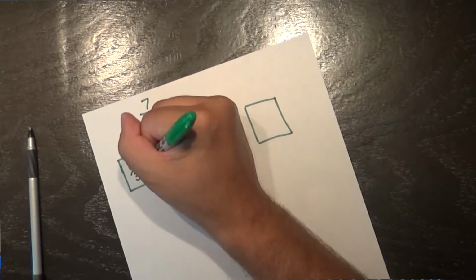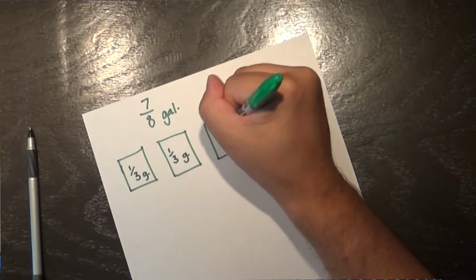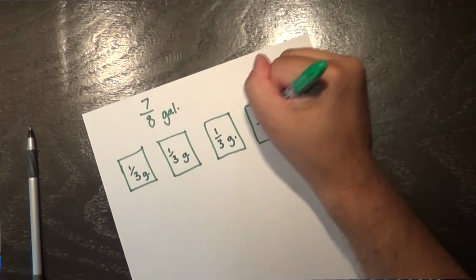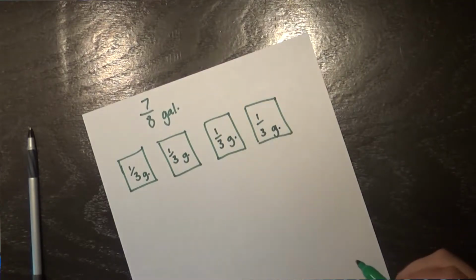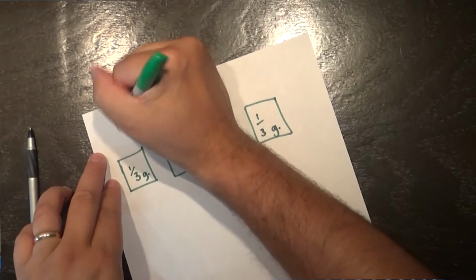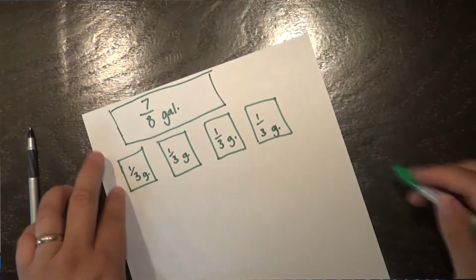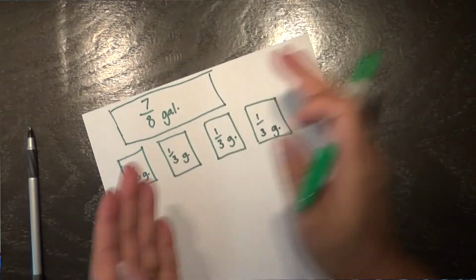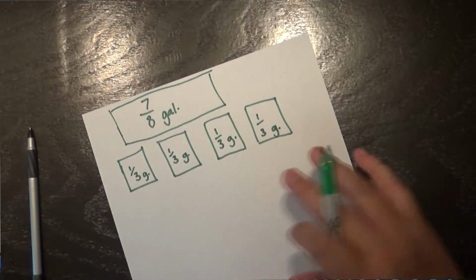So I'm going to say this is 1/3 gallon. This is 1/3 gallon. This is 1/3 gallon. And surprise, this one is 1/3 gallon as well. So, picture it for a minute that I have one big container up here. Maybe this is my big giant container up here that's 7/8 gallon. I'm going to pour paint into all these smaller containers and then see where I'm at, see how many containers I need.